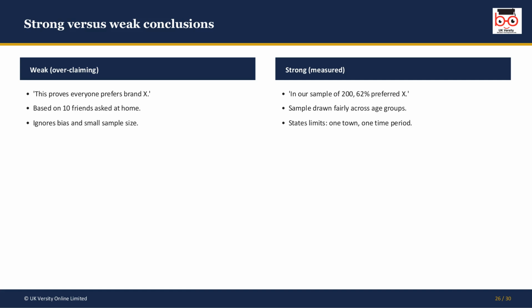Let's contrast a weak conclusion with a strong one. A weak, overclaiming conclusion might be, this proves everyone prefers brand X, based on 10 friends asked at home, ignoring both bias and the tiny sample. A strong, measured conclusion would say, in our sample of 262, 60% preferred X, drawn fairly across age groups, and it states its limits, one town, one time period. The second is far more defensible.